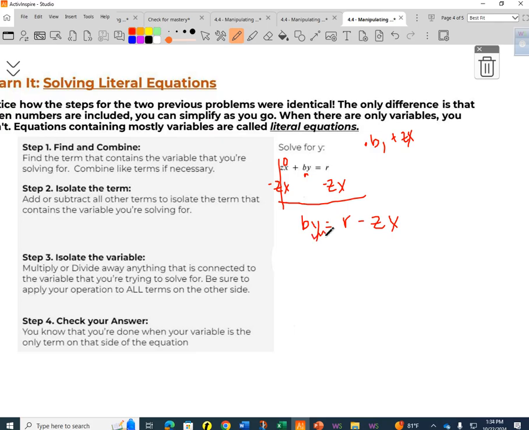I'm solving for y, so this b that is still on the same side with y is being multiplied by y, so I undo multiplication by division. And so y equals r minus z times x, all divided by b. Any questions?